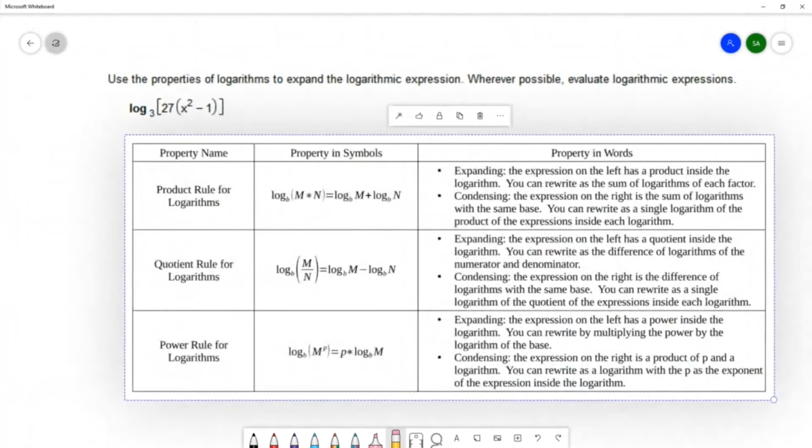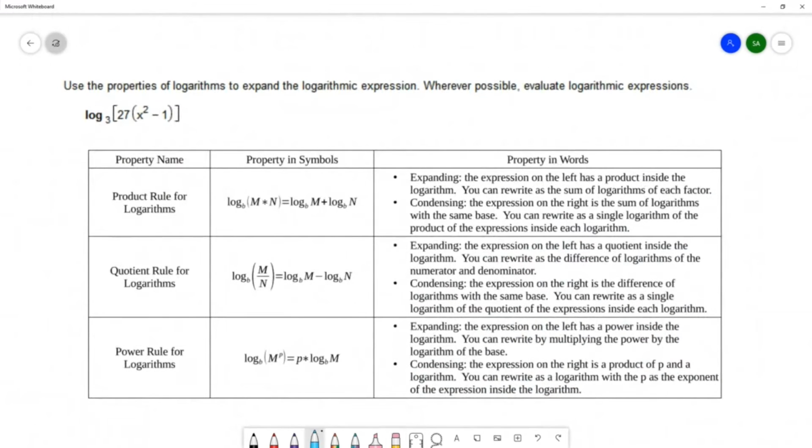In this example, we want to specifically expand this logarithmic expression, log base 3 of 27 times x squared minus 1. So we're going to be using these properties, the product rule for logarithms, the quotient rule for logarithms, and the power rule for logarithms. Their name sort of gives away when you can use them. You use them when you have a product, a quotient, and a power.